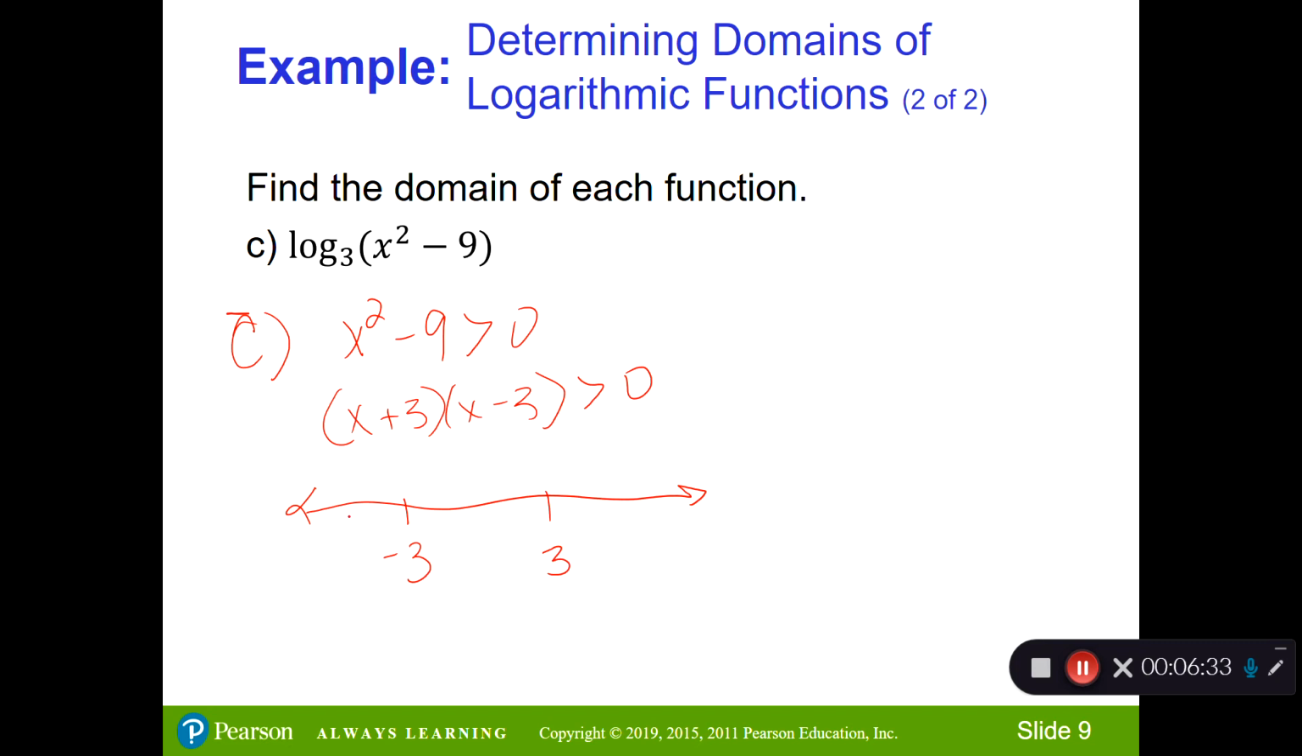So let's test the sign. If I plug in -4, this would be negative and this would be negative, so it would be positive here. If I plug in 0, this is positive, this is negative, so the interval's negative. And if I plug in 4, this is positive, this is positive, so the interval's positive. So it's positive here and positive here. So the domain is -infinity to -3 union 3 to infinity. We're just omitting where it's negative.